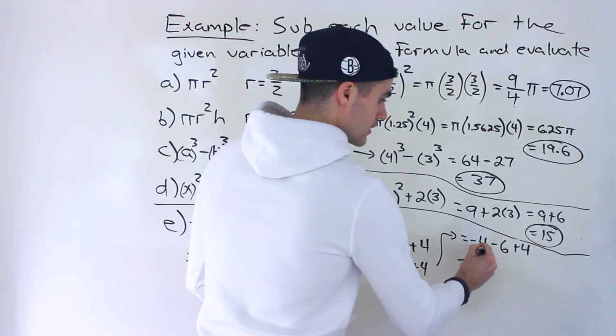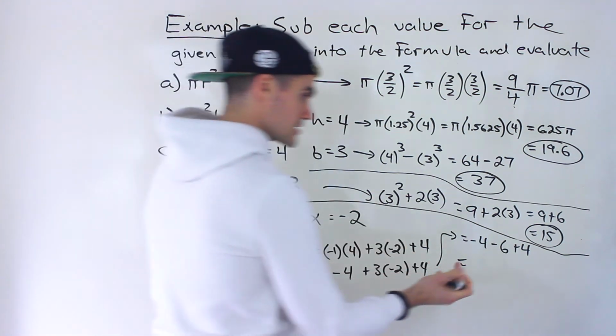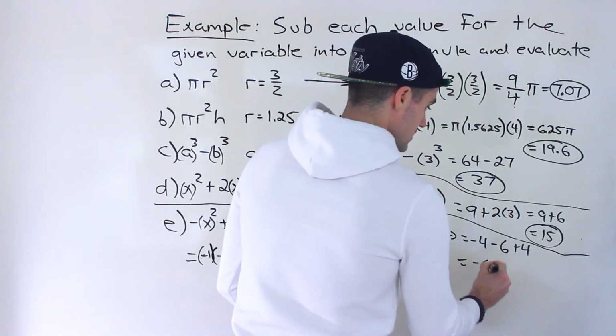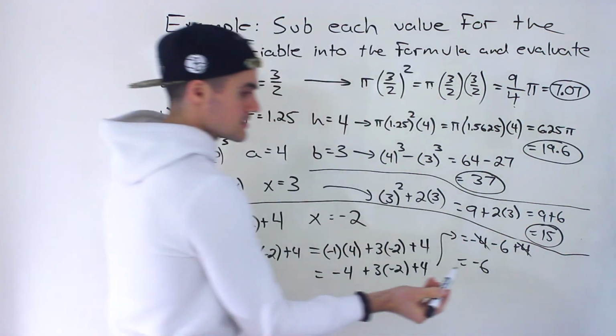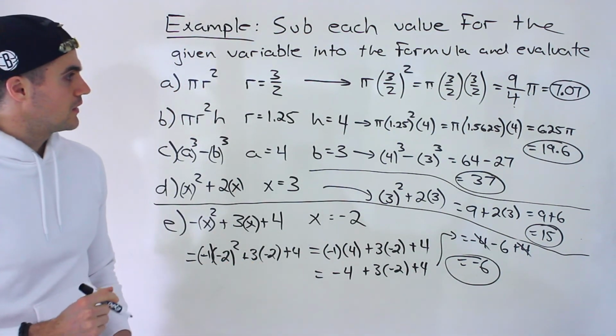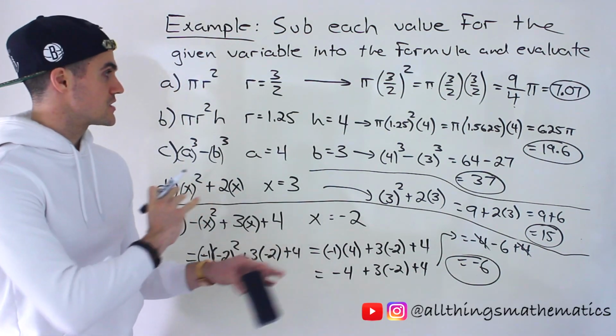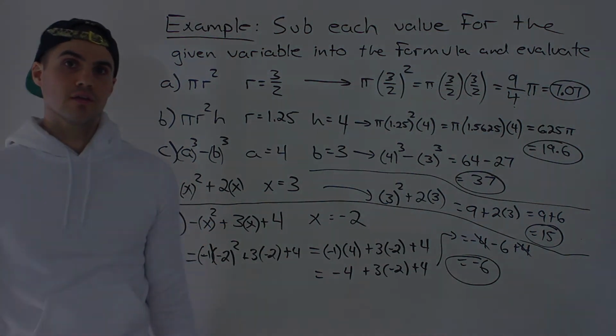And then from here, -4 minus 6 gives us -10. -10 plus 4 would give us -6. Or another way to look at it is the -4 and the +4. Those just net out to 0, and you're left with a -6. All right, so when you're subbing these values in for certain variables in certain formulas, just be careful with the BEDMAS.